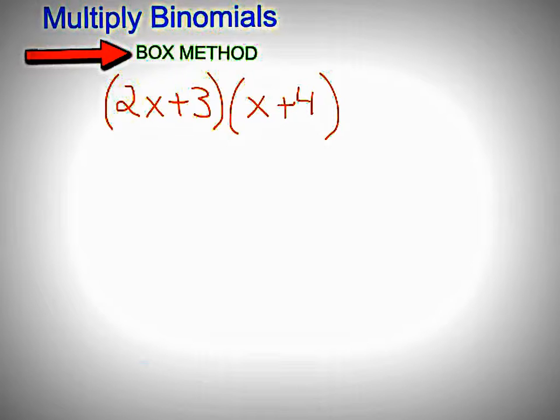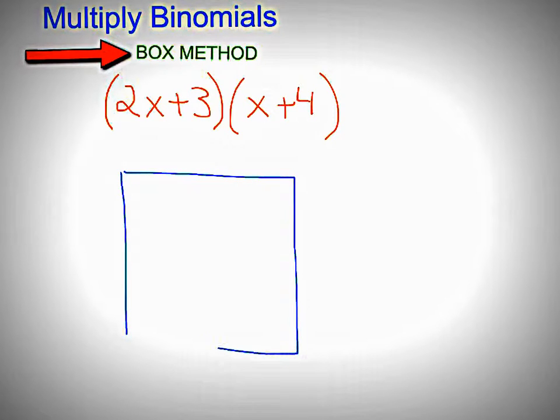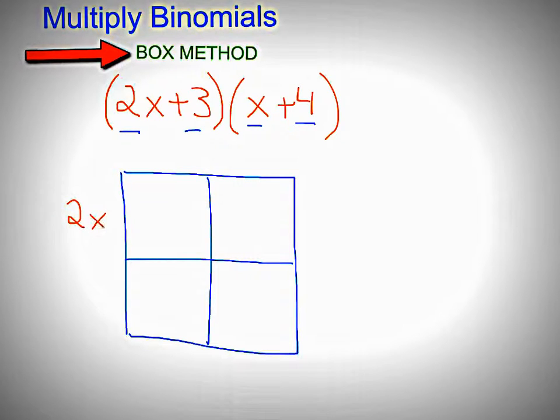But to use the box method, I'm going to create a 2 by 2 box. So 2 units by 2 units, and the reason I'm doing 2 is because I'm dealing with binomials, which have 2 terms. So I'm going to write one of my binomials on the side of my box, and then the other one on top of my box. And now to fill in the box, we're going to treat this like a multiplication table.